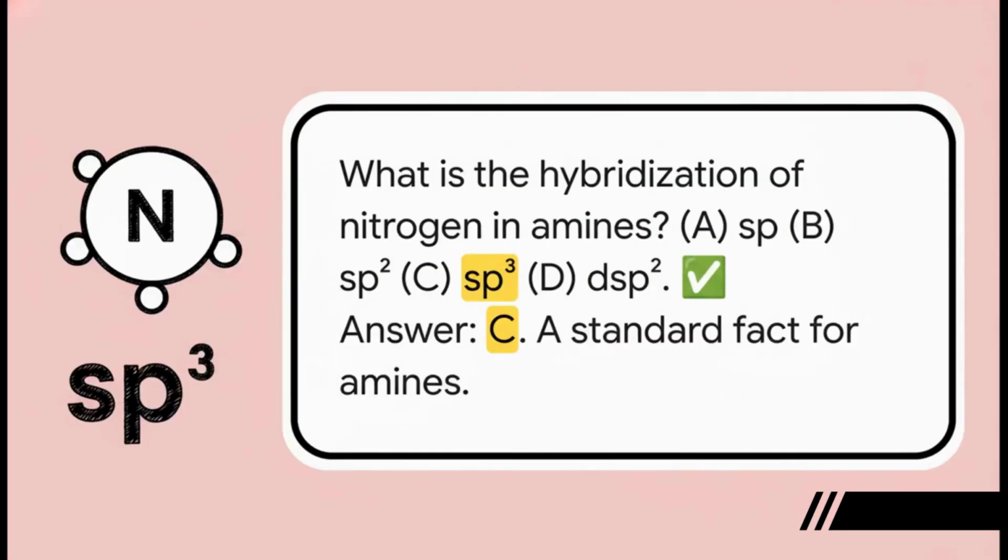Question 2 is a direct memory check. What is the hybridization of the nitrogen atom in amines? Your options are sp, sp squared, sp3, or dsp2. Pause and pick one. All right, the correct answer is C, sp3. This is just one of those fundamental facts about amines you have to know cold.